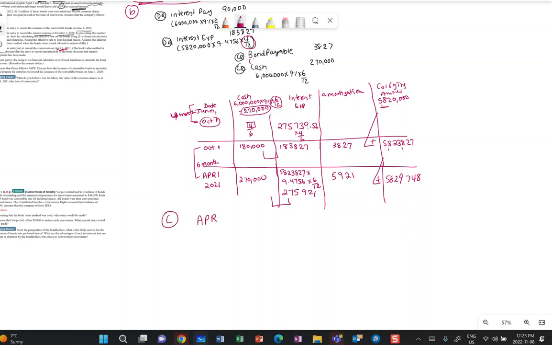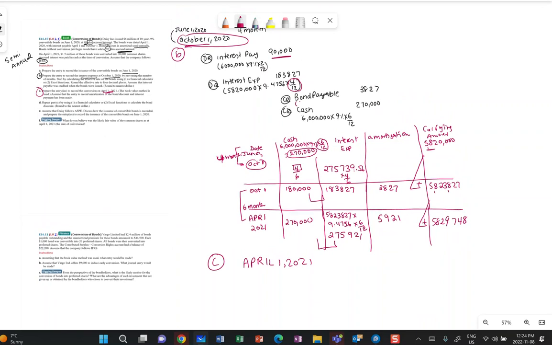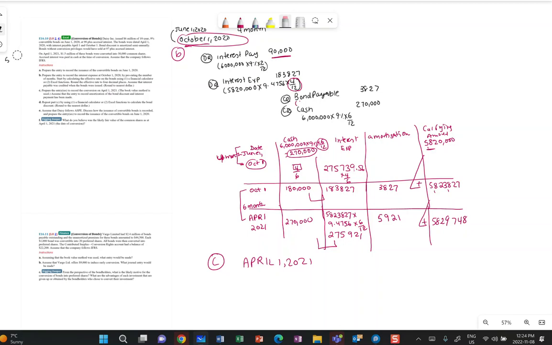When are we doing this entry? On April 1st, 2021. What happened on April 1st is that we're converting some of the bond, but not everything. We're converting only part of the bond. They told us in the question that on April 1st, 1.5 million of the bond was converted into 30,000 shares. Accrued interest was paid in cash at the time of conversion.